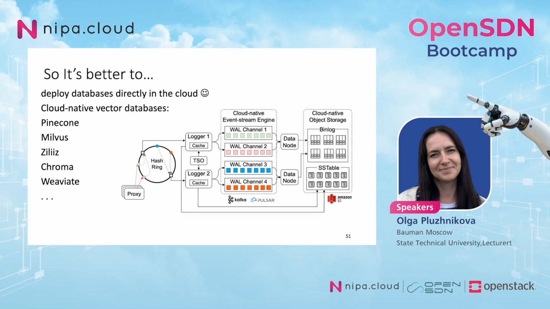There are a lot of cloud-native vector databases: Pinecone, Milvus, Zilliz, Chroma, Weaviate, and others. PG vector also can be deployed in the cloud. So it's better to deploy the database directly in the cloud.